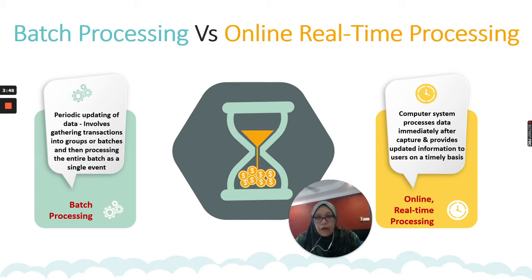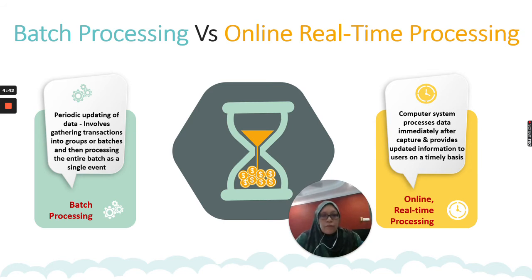Periodic updating of data involves gathering transactions into groups or batches and then processing the entire batch as a single event. For example, when a business has sales transactions, they collect all the transactions on a daily basis. At the end of the day, they group all the sales transactions for that day, which we call a group or batch, and then process all those transactions as one single event. So the whole day's sales are collected together and only processed at the end of the day. We call it batch processing.